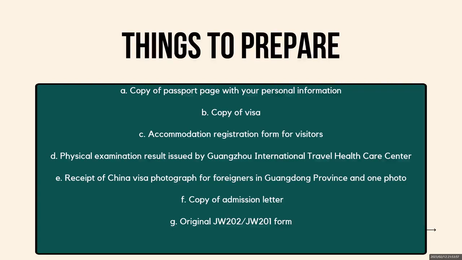You need it there at the immigration. Number six here is a copy of the admission letter. Of course, the admission letter is important to show to immigration, and you need the photocopy, and it's better to be in color. And your original JW202, you don't have to make a copy of it, because they will take it. Normally JW202 is two papers, one in yellow and one in white. Immigration will take one of them, so bring the original, of course, not a copy. You also need to bring your original passport with you.